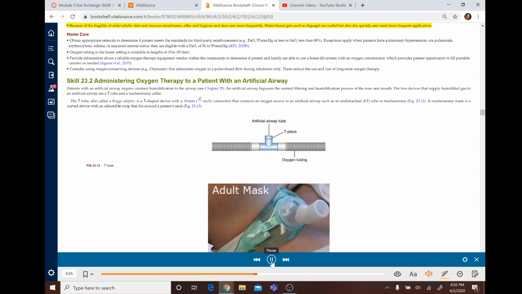Gerontological. Because of the fragility of older adult skin and mucous membranes, offer oral hygiene and skincare more frequently. Water-based gels such as Aquagel are useful but also dry quickly and need more frequent application.